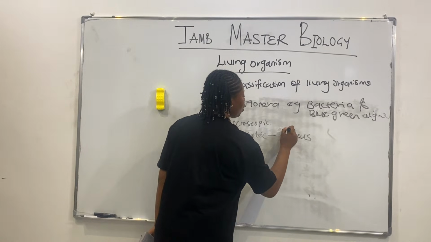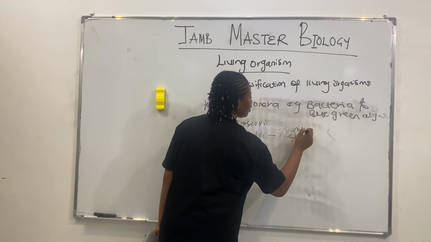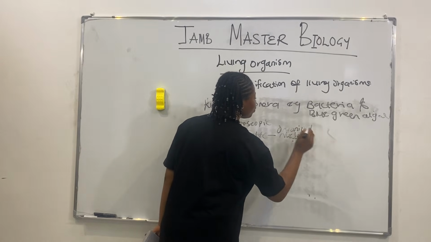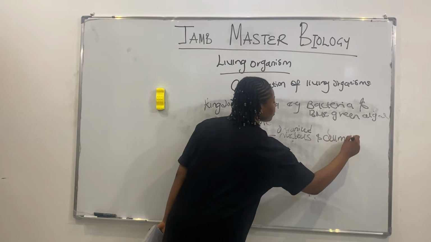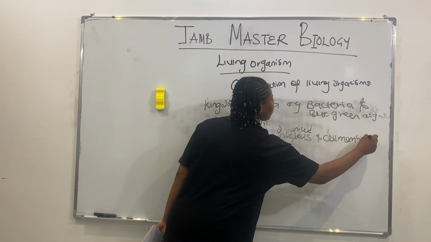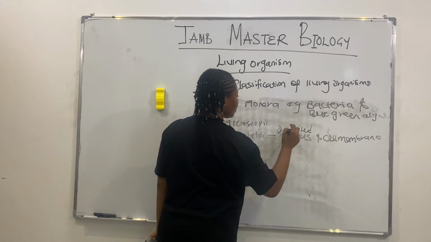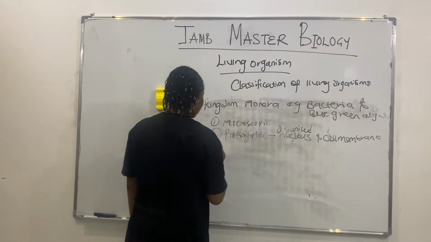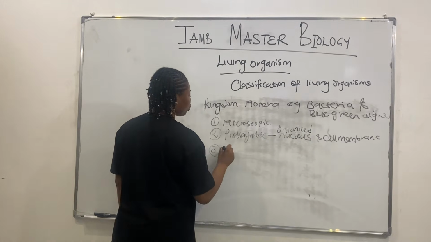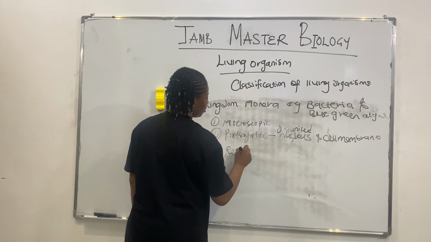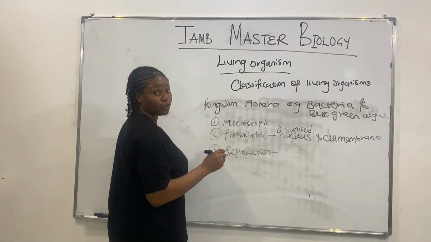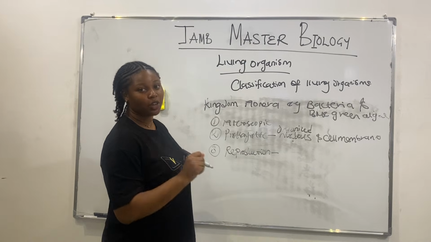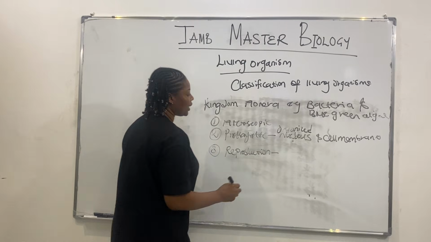Organized nucleus. They lack an organized nucleus and cell membrane. Another characteristic is their reproduction. They do not carry out sexual reproduction. They carry out asexual reproduction through the aid of binary fission.